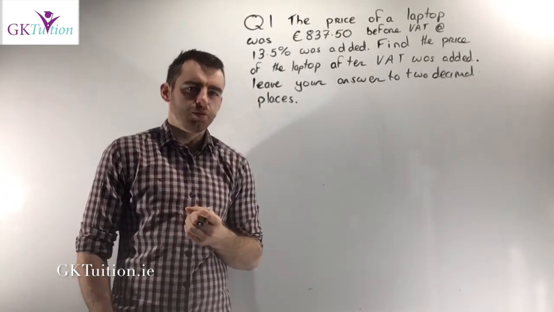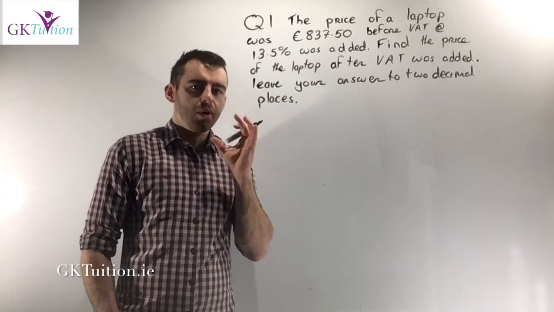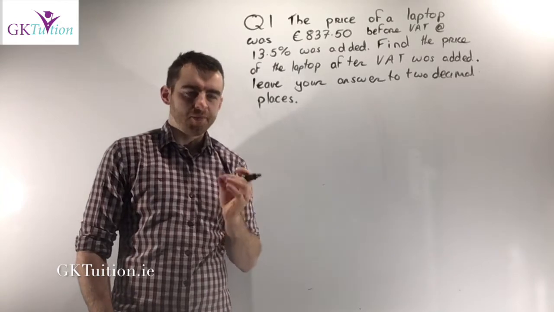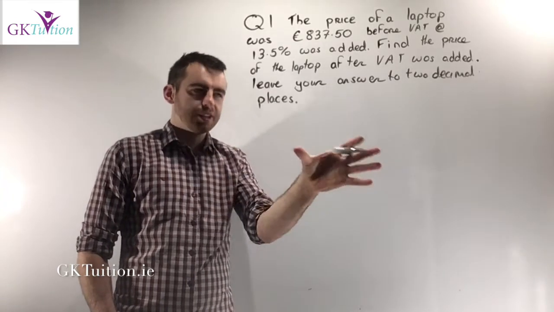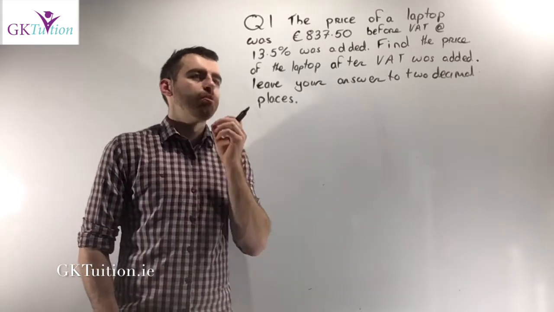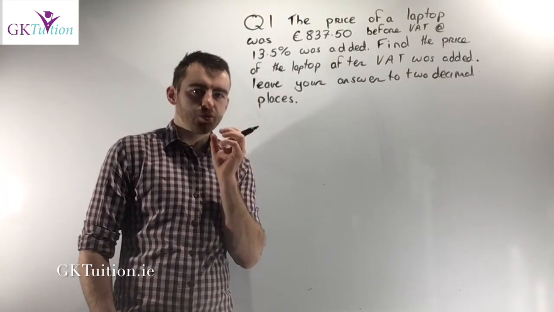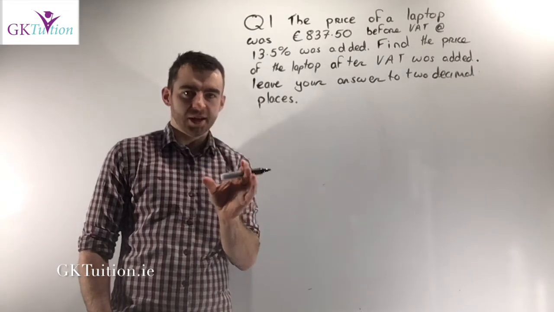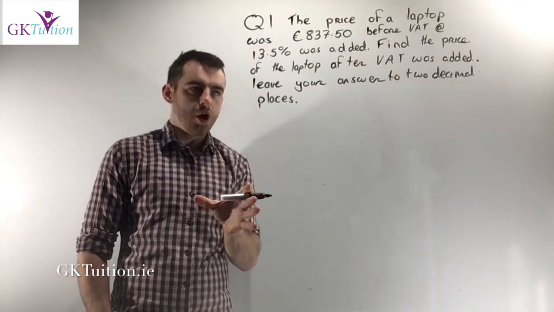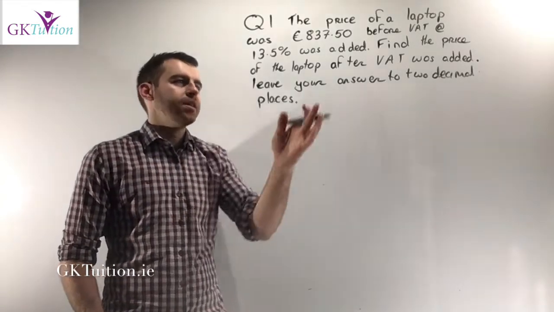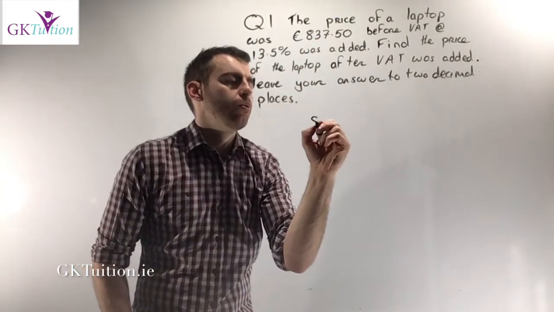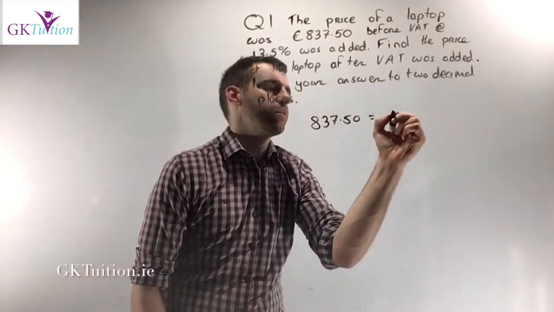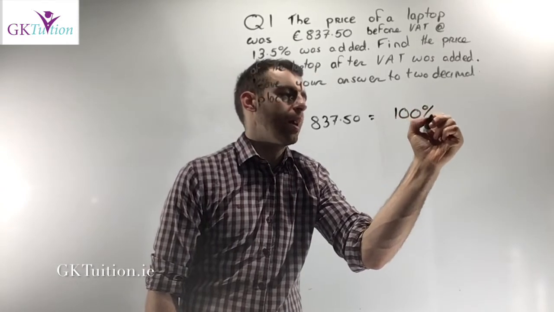Now, I'm going to do question 1 here a long-winded way because I want you to do all of these questions the exact same way. This is an easy question, and the next one, question 2, is going to be slightly harder. But the way that I want you to always do them is exactly the way I'm going to do this one. The price before VAT, you should always view that as 100% of the price of the laptop. So the price before VAT is added is 100% of the price of whatever. In this case, the price before VAT was added was €837.50.